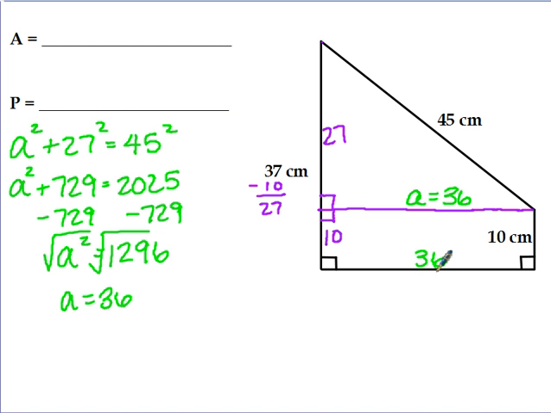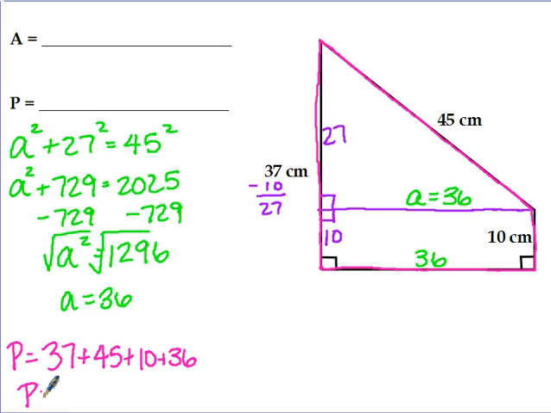So now we're going to do the same exact thing that we did in the previous one. Perimeter is adding up all four sides. So I can outline them in pink again. So 37 is this whole side. The slant is 45. This little side is 10. And the bottom is 36. So I'm going to add all those up. The left plus the slant plus the right plus the bottom. And when I add all those up, my perimeter is 128. And don't forget units.